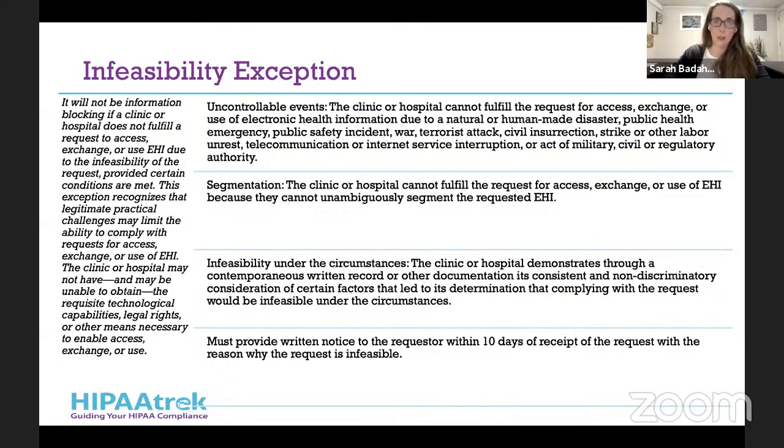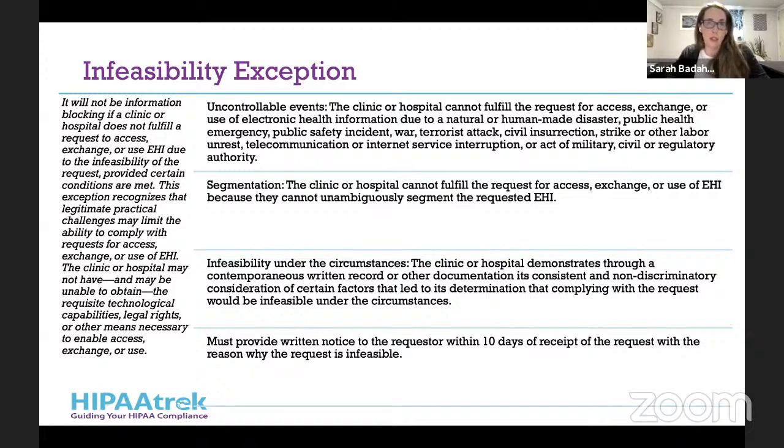An example of segmentation would be if we're going to use the HIV test results, right? If you get a patient request for information, and the way that your electronic medical record is set up, you cannot take out the HIV information for the release, then that could fall underneath the segmentation exception, right?